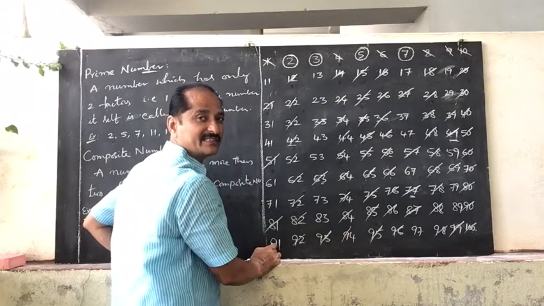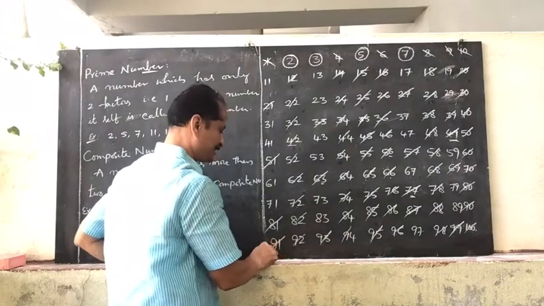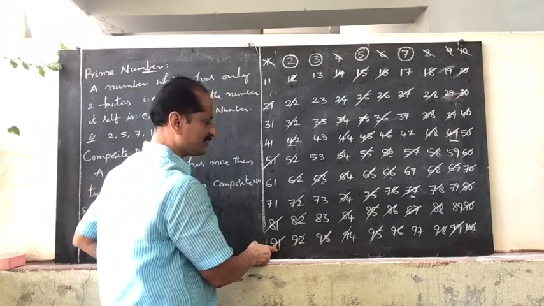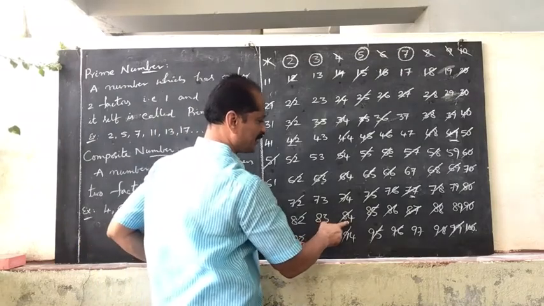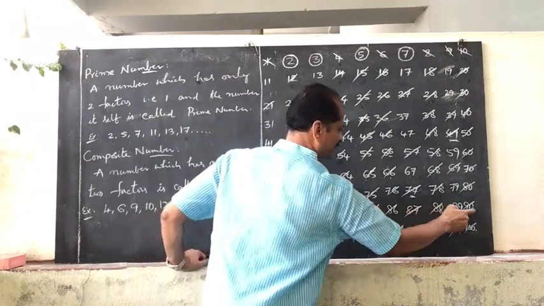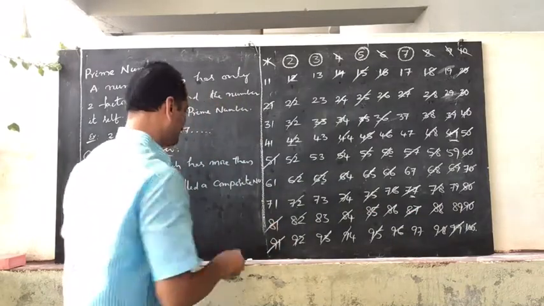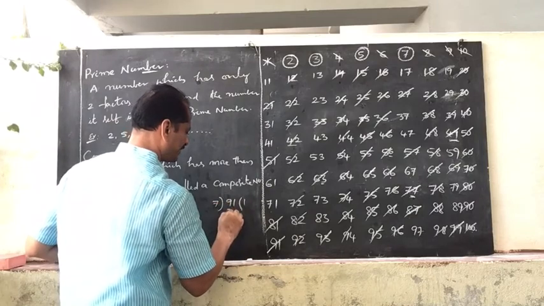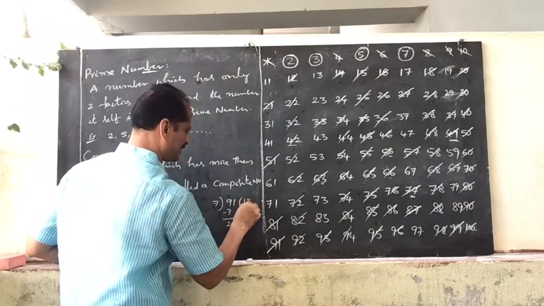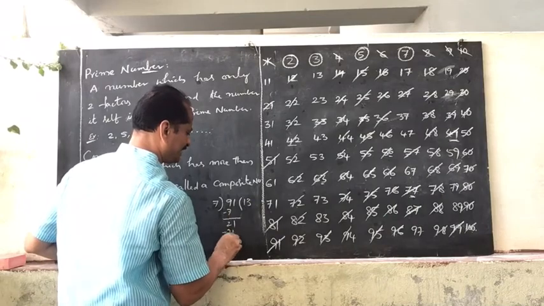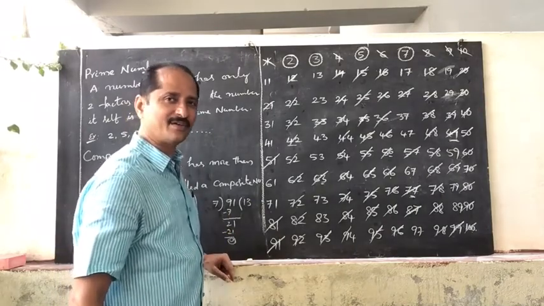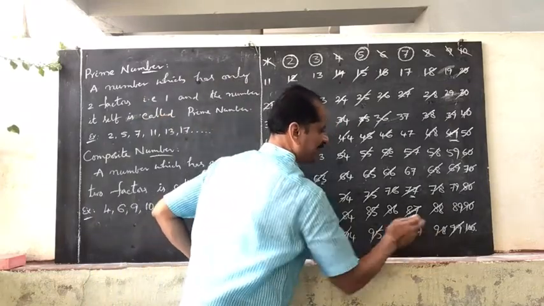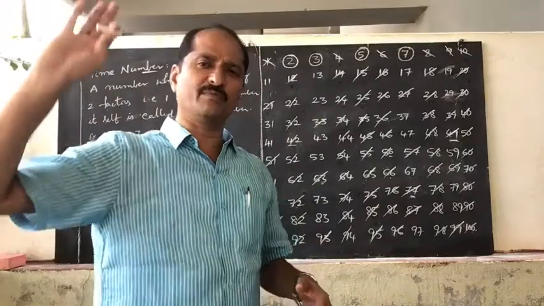For 91, 7 is a factor, so strike it out, because other than 1 and 91 there is another factor. I counted from 84: 1, 2, 3, 4, 5, 6, 7, yes, 91. That means 91 is divisible by 7. 7 1 is 7, remainder 2, bring down 1, 7 3s are 21. That means 7 13s are 91. Again add 7: 1, 2, 3, 4, 5, 6, 7, 98. Then the next one goes beyond 100.